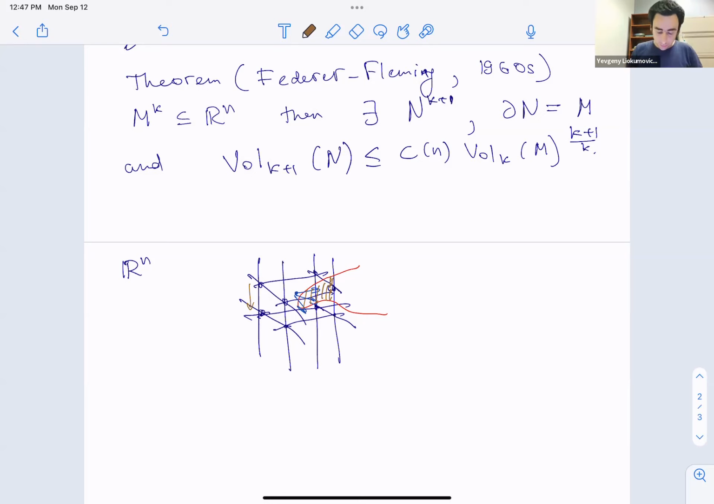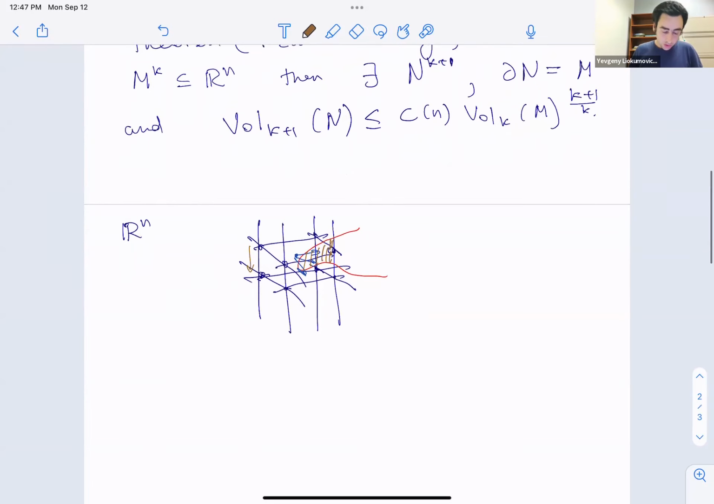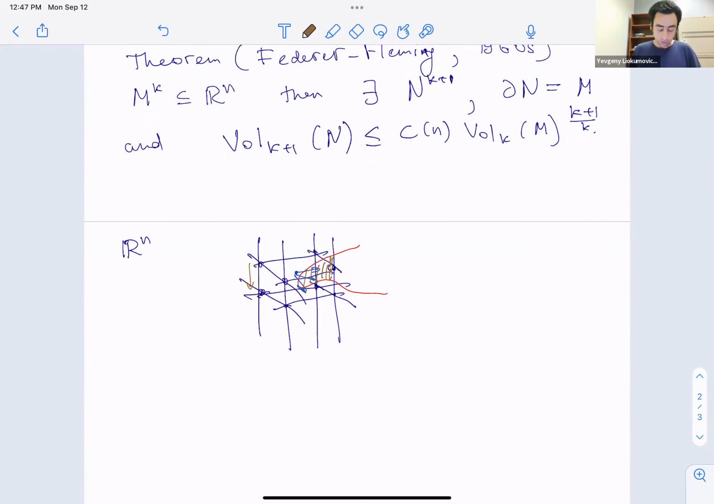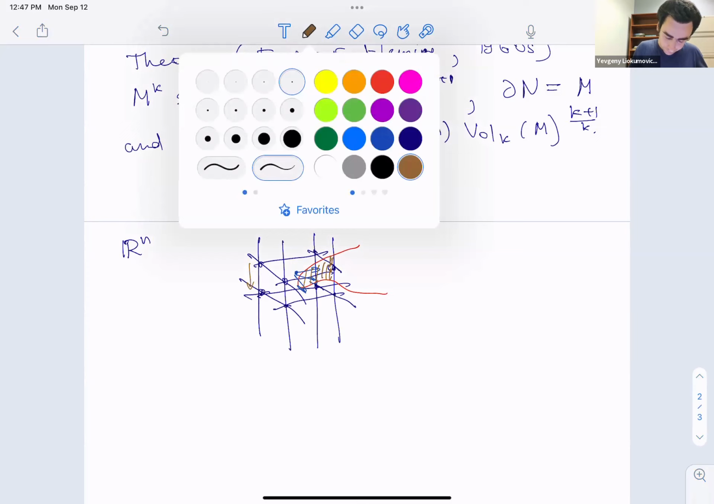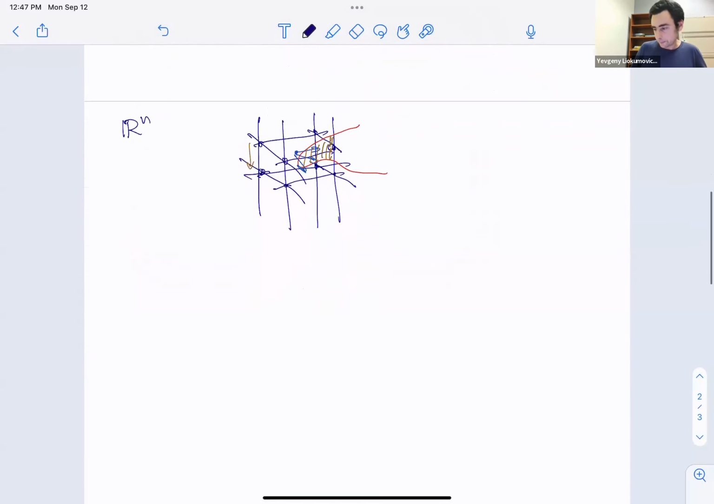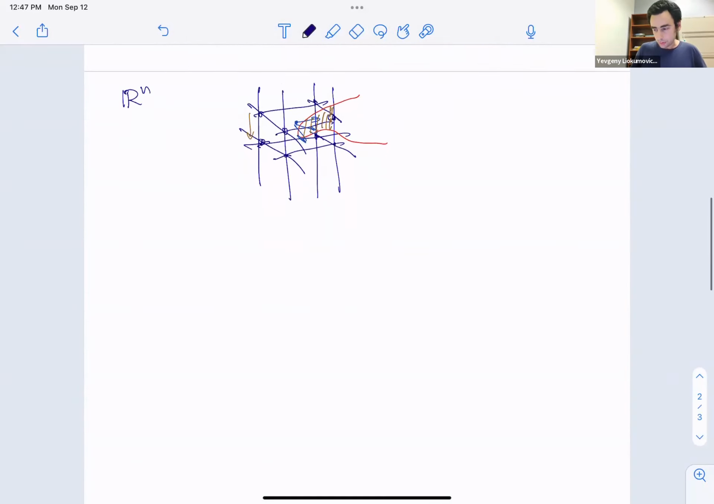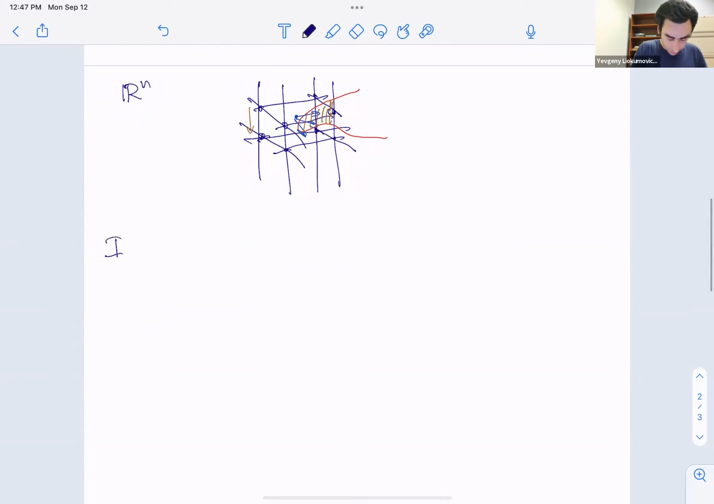So this is the argument of Federer and Fleming, and it has been generalized in a number of ways, and I will not mention all of the results in that direction, but only the ones that will be relevant for us. So here are some improvements.